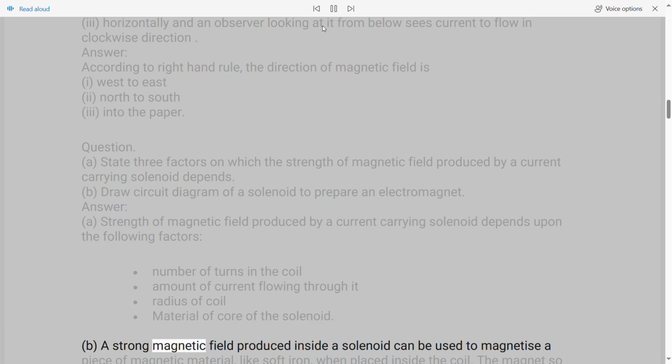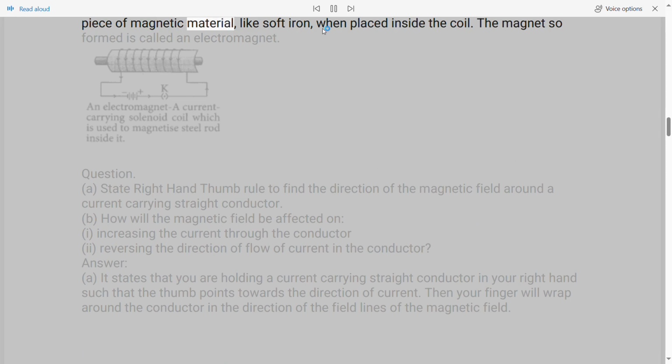B. A strong magnetic field produced inside a solenoid can be used to magnetize a piece of magnetic material, like soft iron, when placed inside the coil. The magnet so formed is called an electromagnet.